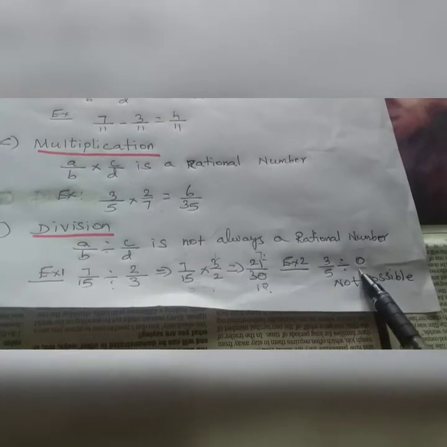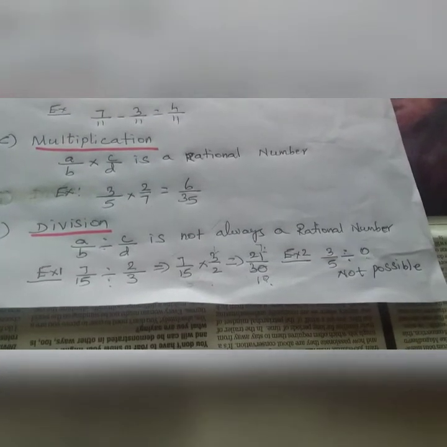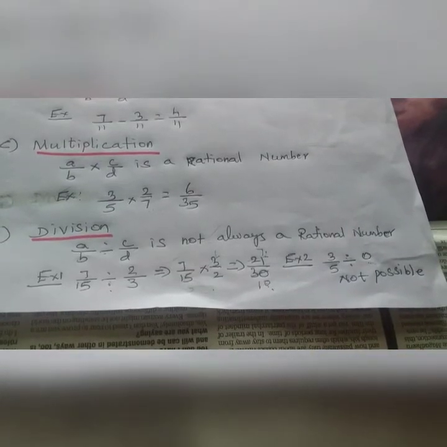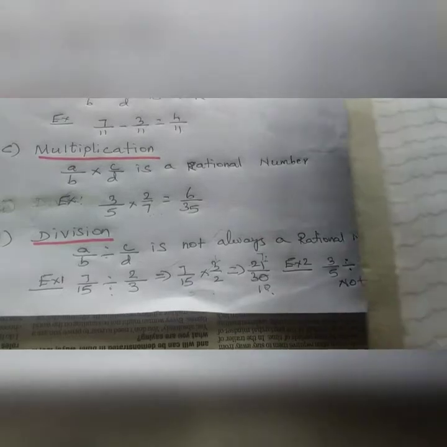So when the denominator is 0, when you are dividing by 0, closure property is not true for division. That's why we say it is not always a rational number. So this is about closure property.